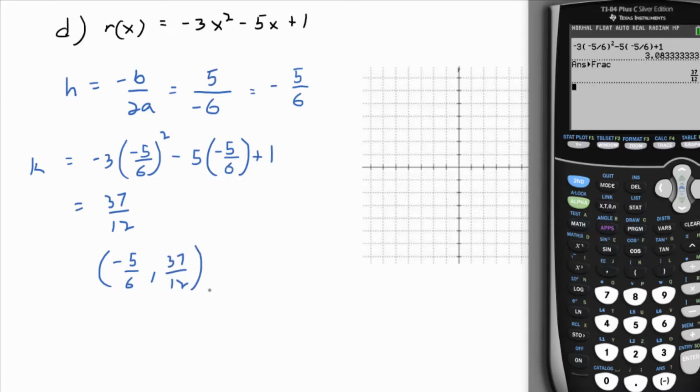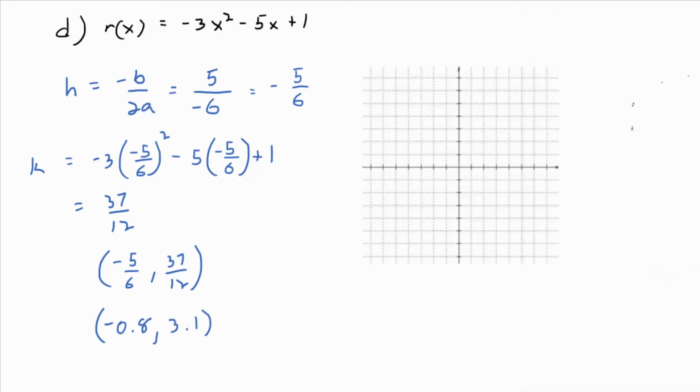Okay, wait a minute. For graphing purposes, wouldn't it be better to get decimals? Yeah. So 5 divided by 6, with a negative in front, is about negative 0.8. The best you can do when you're graphing is one place past the decimal. And then 37/12 is 3.08, so 3.1 if we round. Could be worse, right? You could be digging ditches. In a hot day like this, that would be worse.